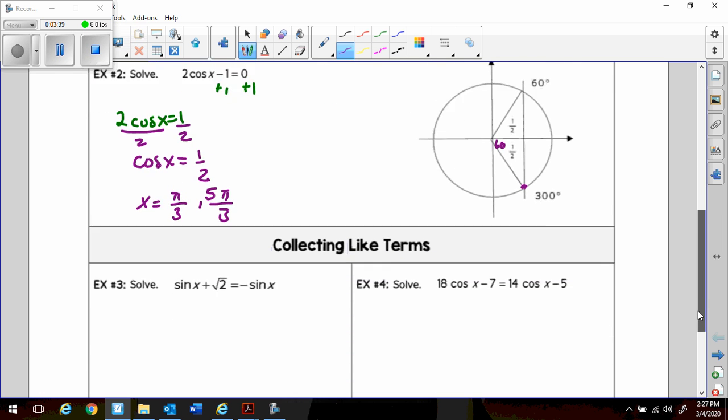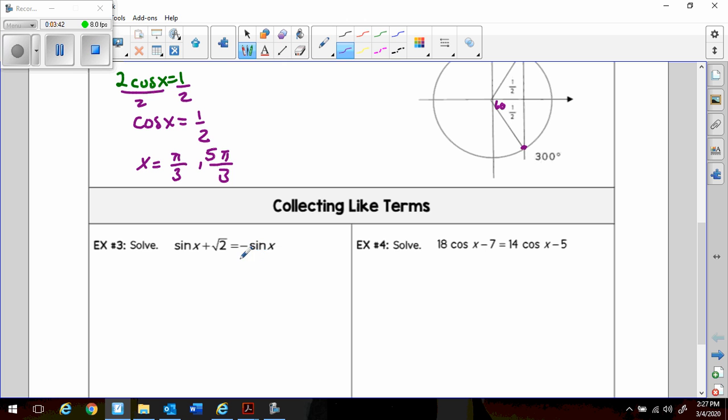Okay. So this is just going to be a little bit more of solving these equations. To solve example 3, I'm going to try to get all of my sines on one side. So what I'm going to do is add sine of x to move it to this side, plus sine of x. And in the same step, I'm going to subtract square root of 2, because I don't want that over there. I want it on the other side. So what I'm going to be left with is sine of x plus sine of x is 2 sine of x is equal to negative square root of 2.